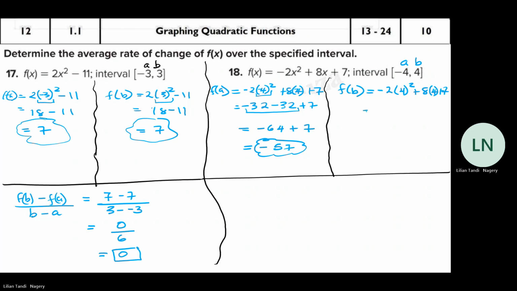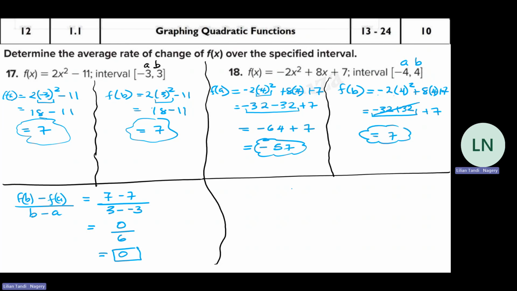All right. So let's do this one. 16 times -2 is -32, plus 8 times 4, which is +32. These are inverses, so it becomes 0. And then I am adding 7. So that should be 7. F of B is 7.